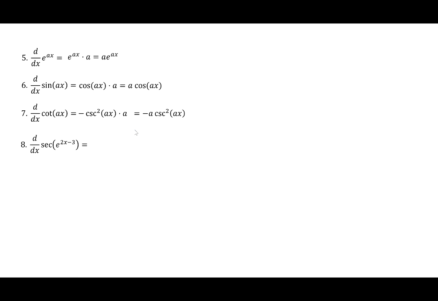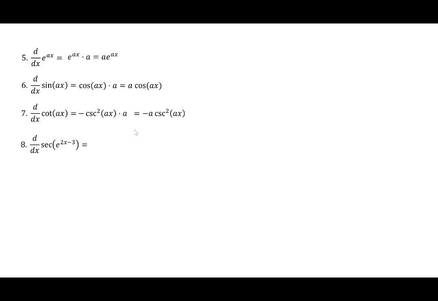Now, I'm going to make it just a tad more complicated. d/dx of secant of e^(2x) minus 3. Okay. What does it look like? Does it look like secant u? It has to look initially like we've got a secant of u. Cool. Secant u, the derivative with respect to u is secant u tangent u.